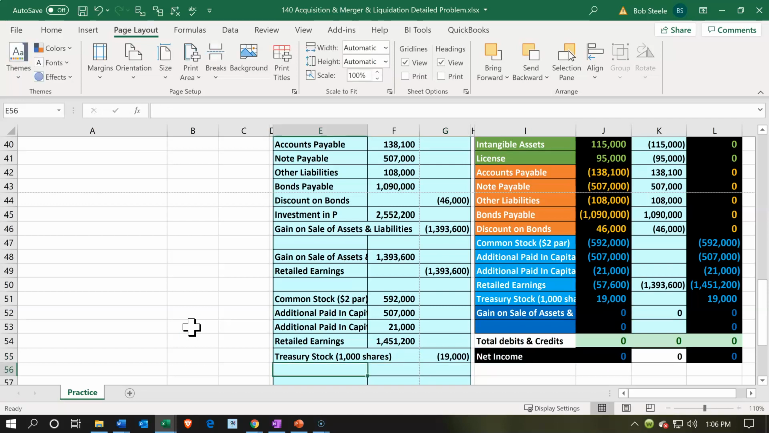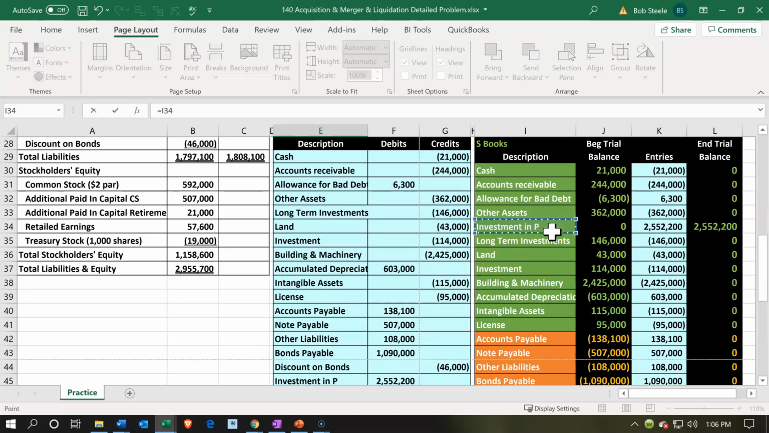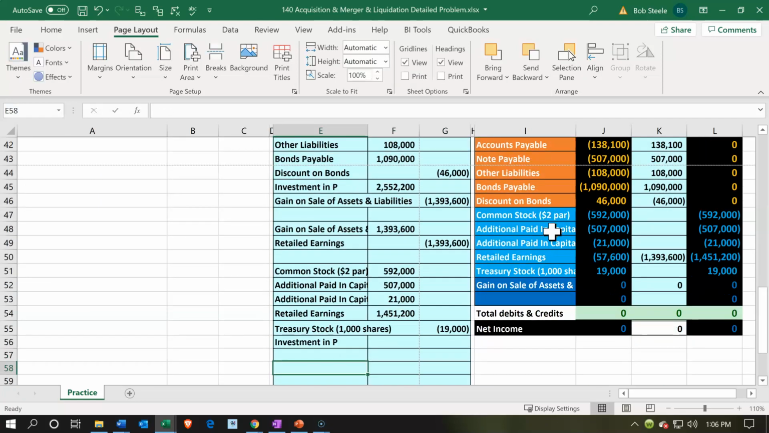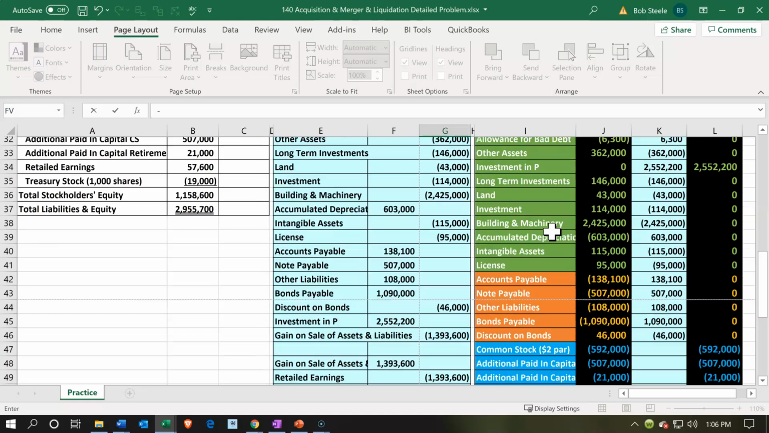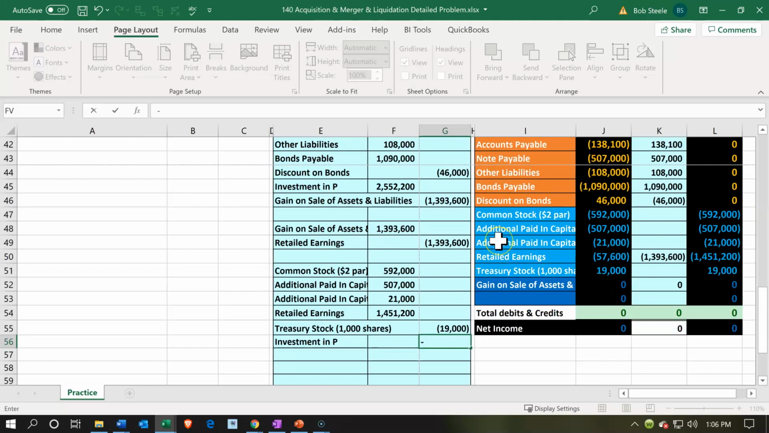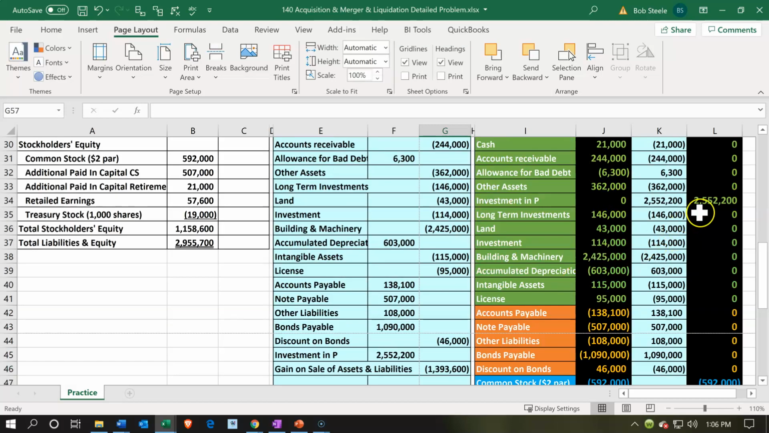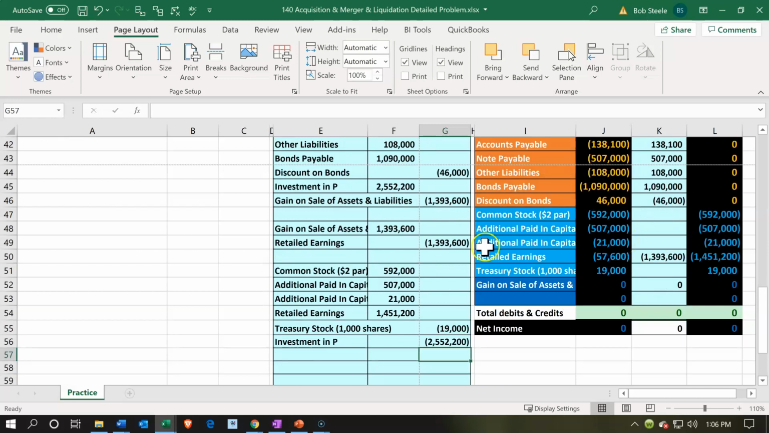The other thing that needs to go to zero is this investment in P. That needs to totally go to zero too, so we're going to say this is negative. Again, I can hard code that, but it should also be the plug, so I can use my good old negative sum, and it should then equal the same amount. So there's the 2,552,200, 2,552,200. Let's post it out, and then we'll liquidate this thing.